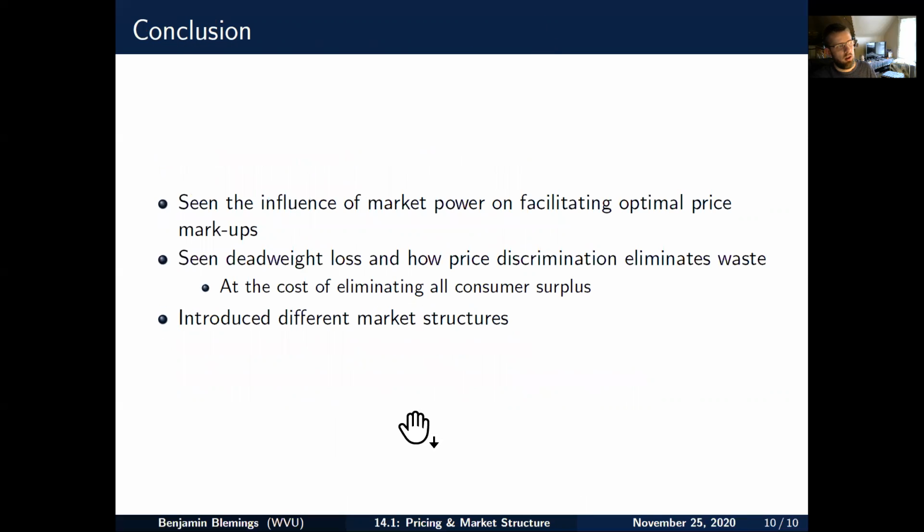But for now, I showed you the influence of market power on facilitating optimal price markups. We've seen how deadweight loss and price discrimination eliminates waste. Unfortunately, it has a drawback of eliminating all consumer surplus. So depends what you think on that one. And then I've introduced some different market structures, which future videos will more rigorously examine.